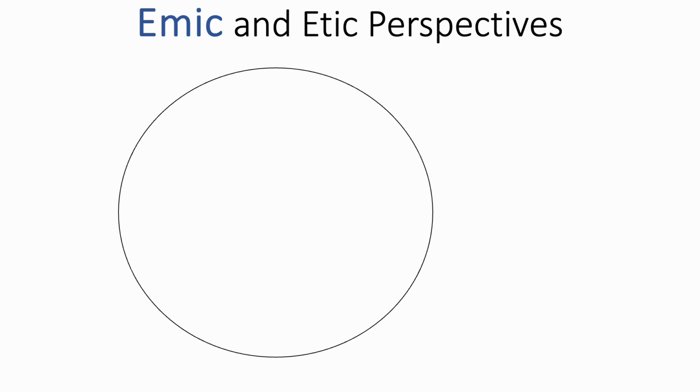Let's start with Emic. This will be our first circle. The Emic perspective is the insider's view. We will put the observer inside the circle. It's how people within a group, culture, or context understand their own experiences. Emic, inside. For better or for worse, you can tell yourself it's the inside view to help you remember.